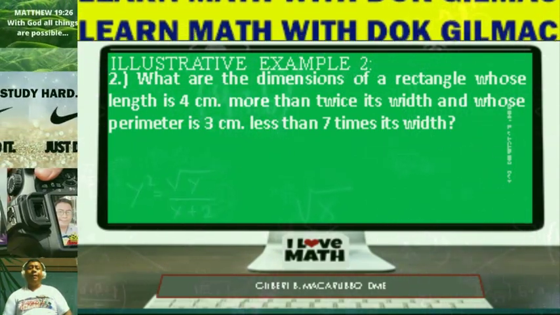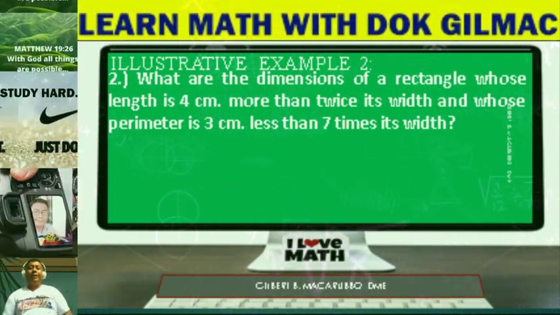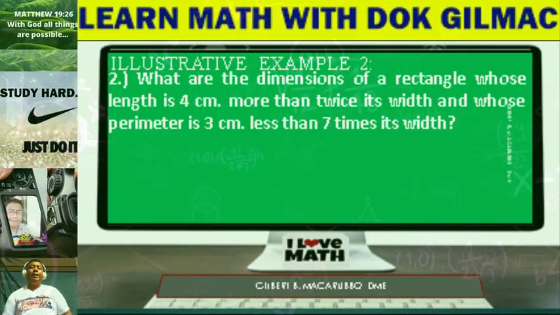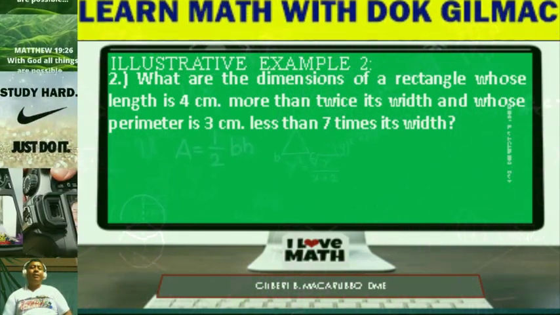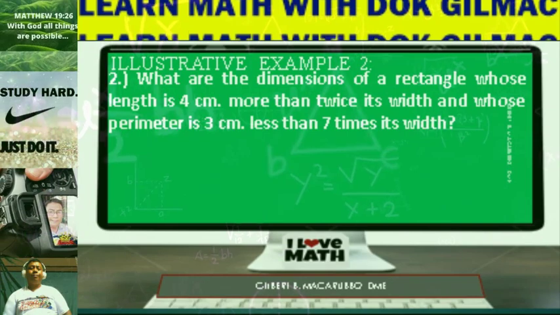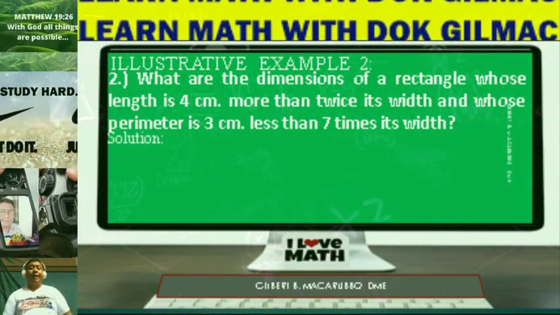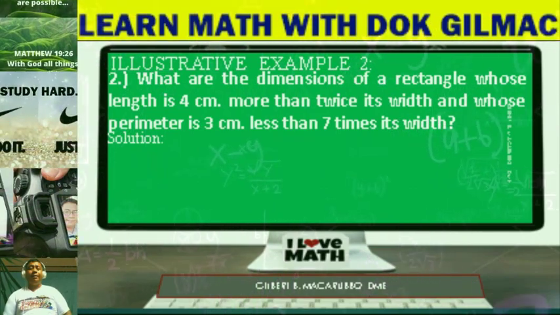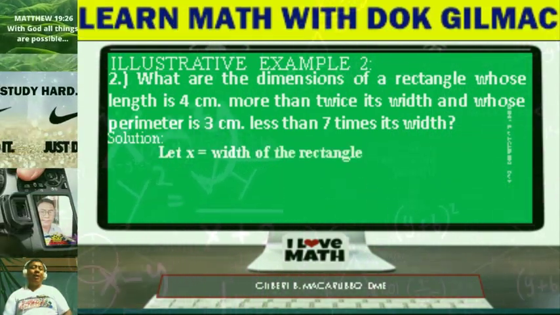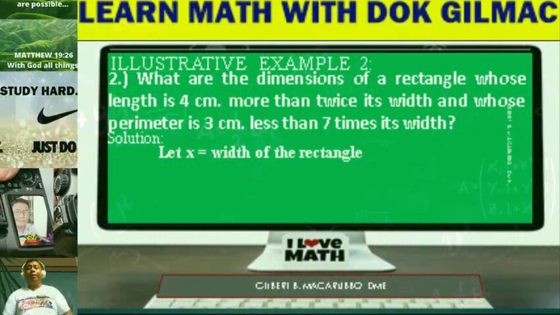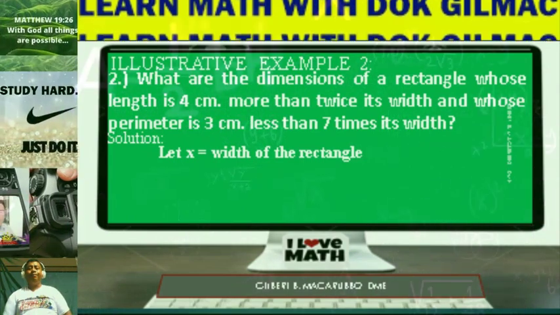Width and whose perimeter is 3 centimeter less than 7 times its width. Again, we're going to represent the unknown quantity. So we let x be equal to the width of the rectangle.